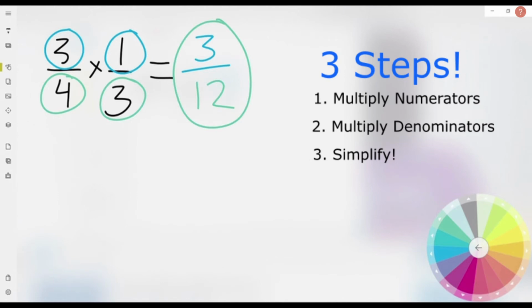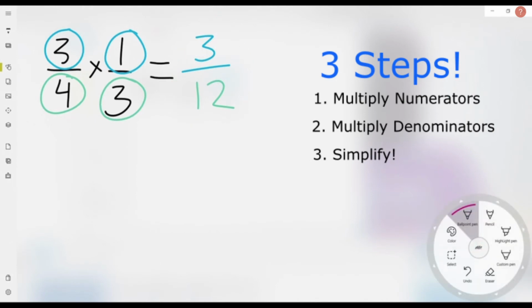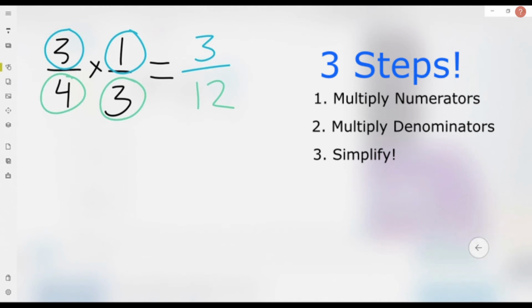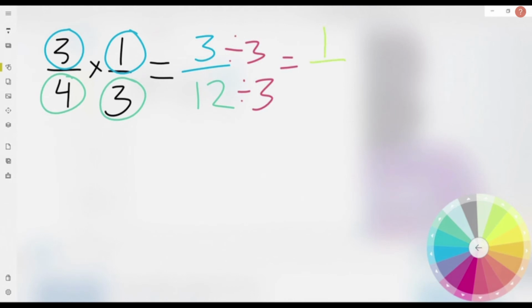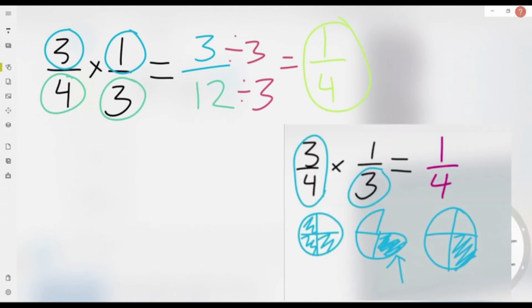So what number can go into both 3 and 12? 3 can. So we will be taking a 3 out of both our numerator and our denominator. So 3 divided by 3 and 12 divided by 3. 3 divided by 3 is 1 over 12 divided by 3 is 4. Same answer. And it's a little quicker.